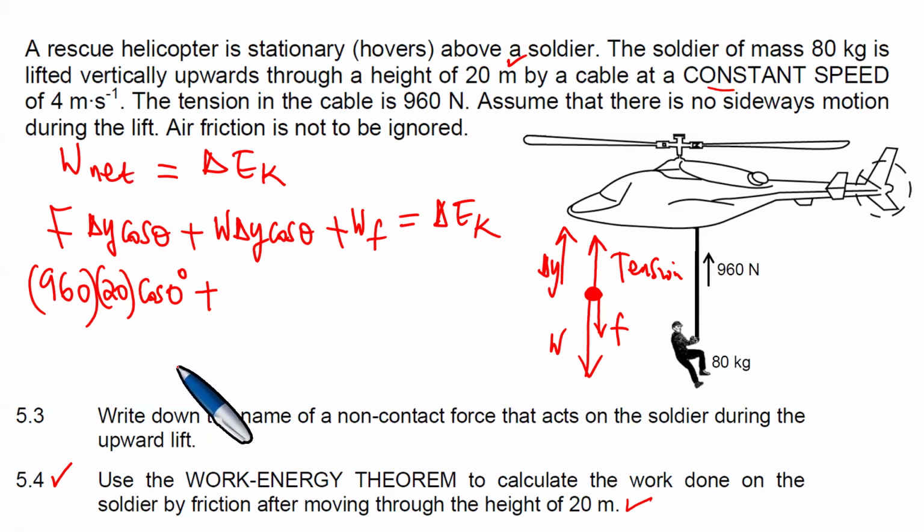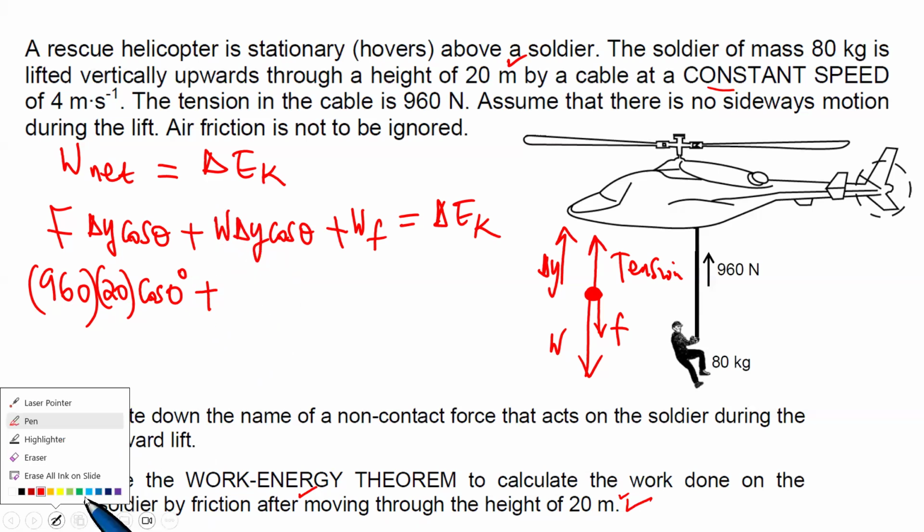We shall get to that. Is the initial velocity 0? Is the final one 4? But look, here's the question. The question says, use the work energy theorem to calculate the work done on the soldier by friction after moving through a height of 20 meters. We are coming to that now.